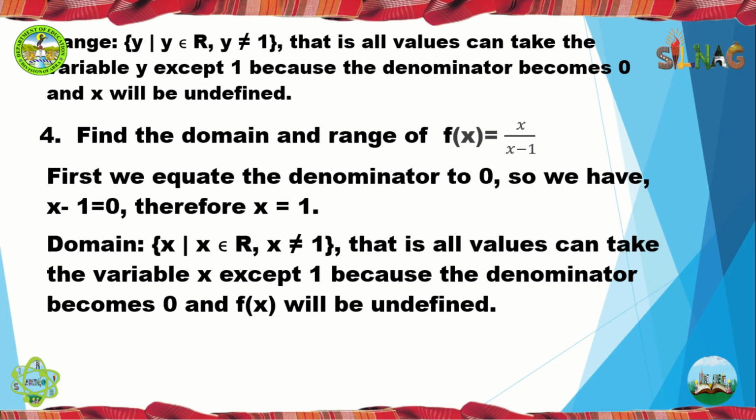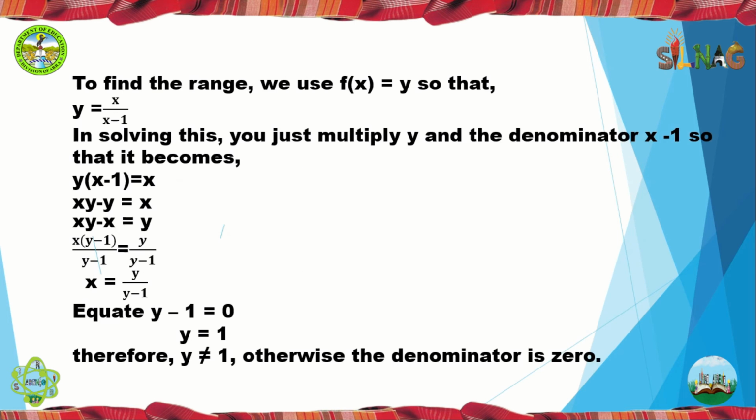First, we equate the denominator to 0. So we have x minus 1 is equal to 0. Therefore, x is equal to 1. So the domain is the set of x such that x is a real number and x should not be equal to 1. That is, all values the variable x can take except 1, because the denominator becomes 0 and f of x will be undefined.